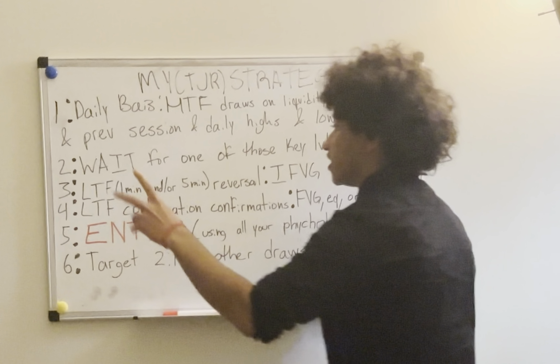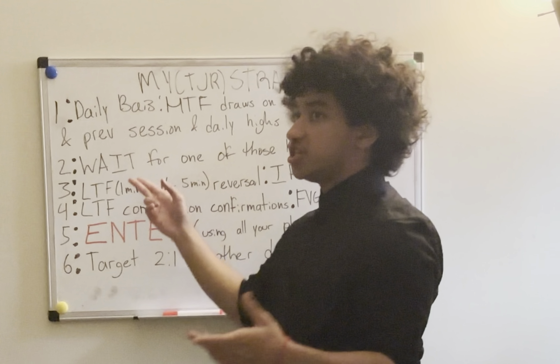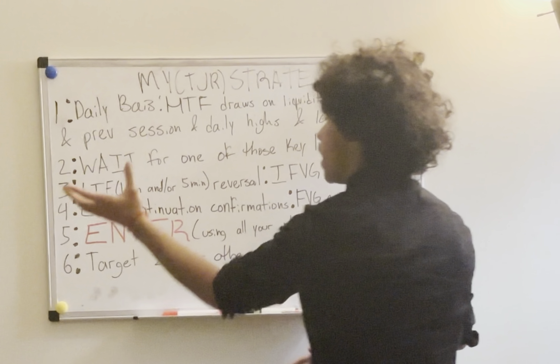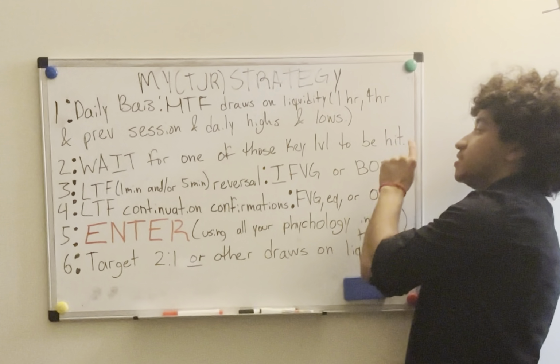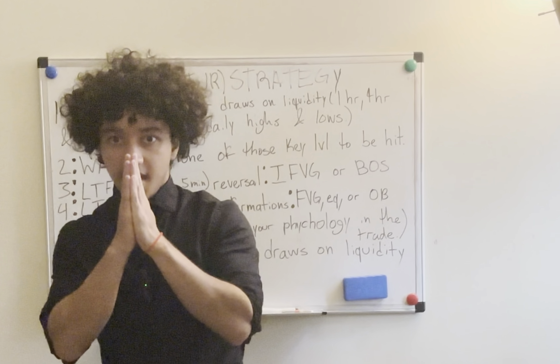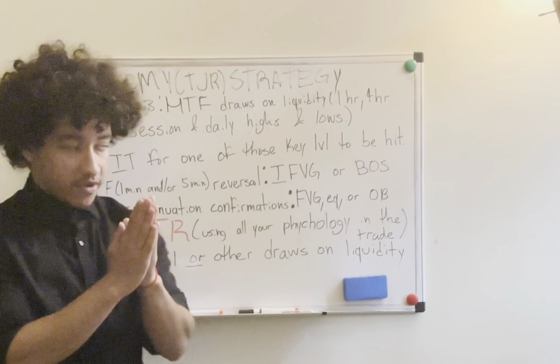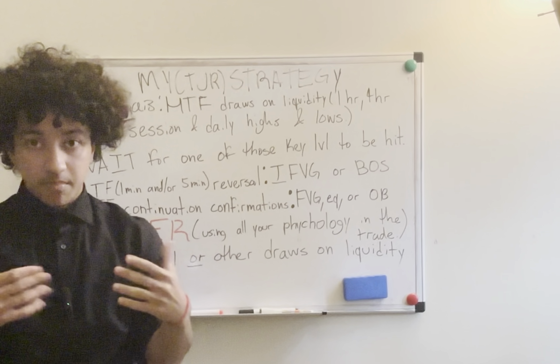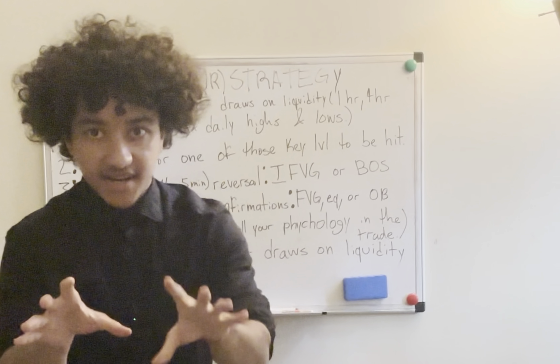Next, step number 2 is patience. All right, I wait for one of those key levels to be hit. So I wait patiently on my laptop and see if it's going to get hit. If the low is going to get hit, then boom, I've waited. All right, that goes into the next step.